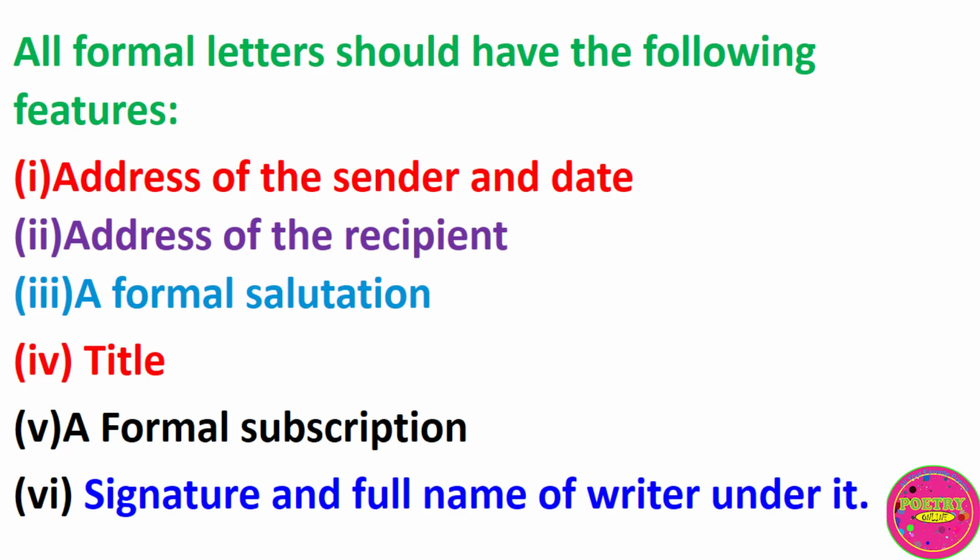All formal letters should have the following features. 1. The address of the sender and date. 2. The address of the recipient. 3. Formal salutation. 4. The title. 5. The body. 6. A formal subscription. 7. Signature and full name of the writer. So, let's discuss them one after the other, starting with the address of the sender and date.